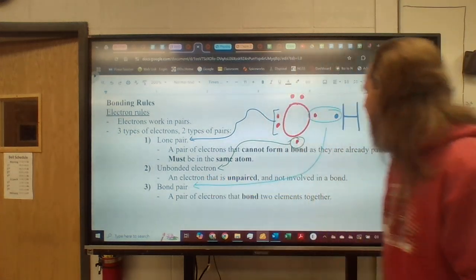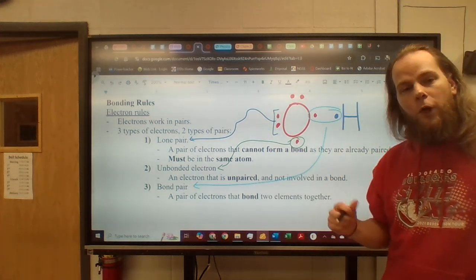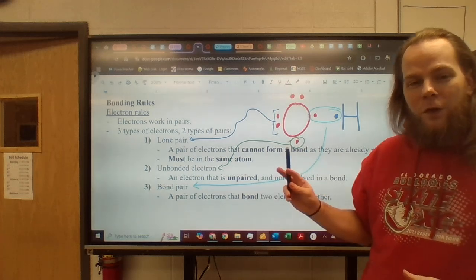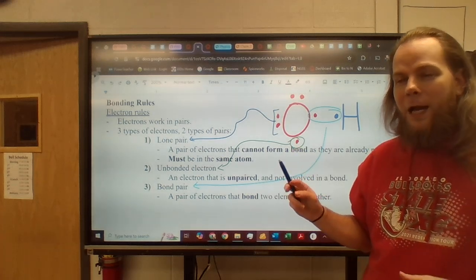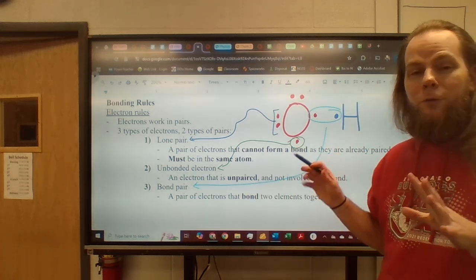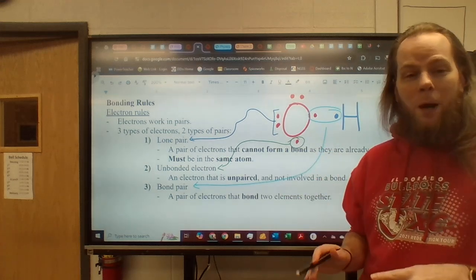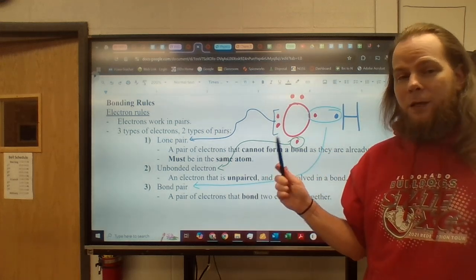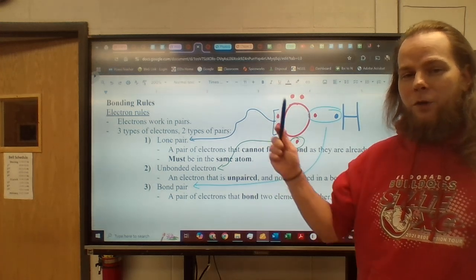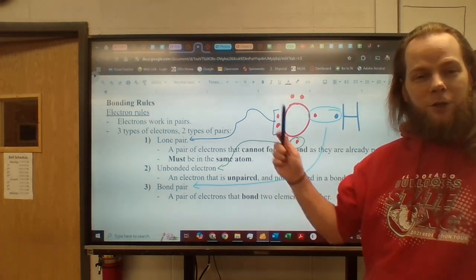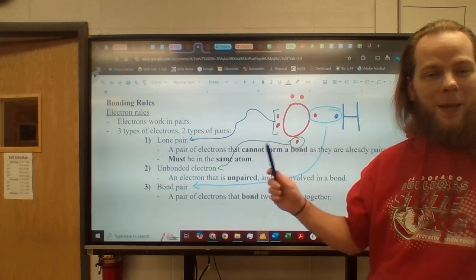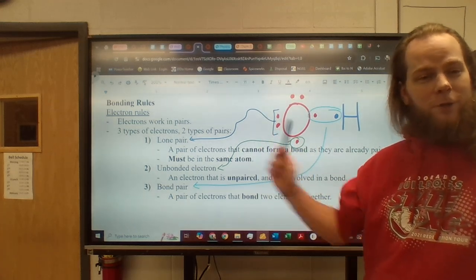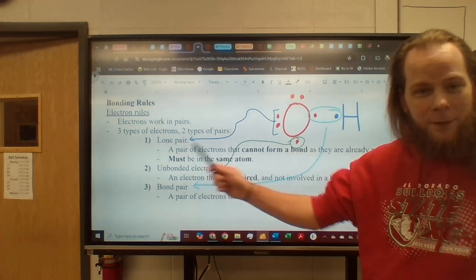Okay, so a bond pair is going to be a pair of electrons where each electron comes from a different atom. It's these single electrons that have gone out and found a buddy or someone that they can go out with and hang out with. Lone pairs cannot form bonds. These are your old married couples. They don't cheat on each other. They can't go out and make any bonds. They're together. They're happy. They're satisfied. They're not going out and looking for anybody.